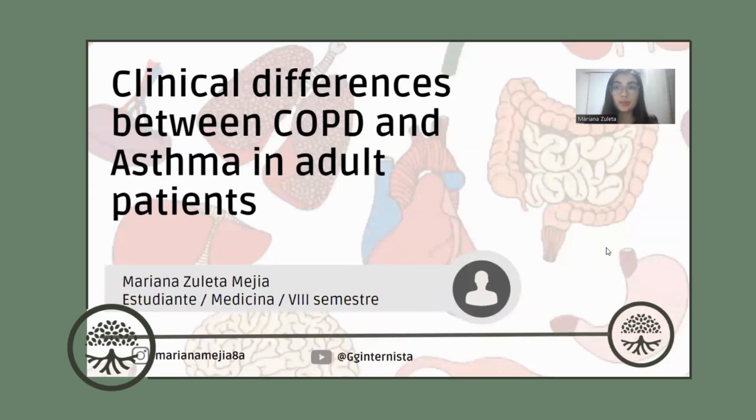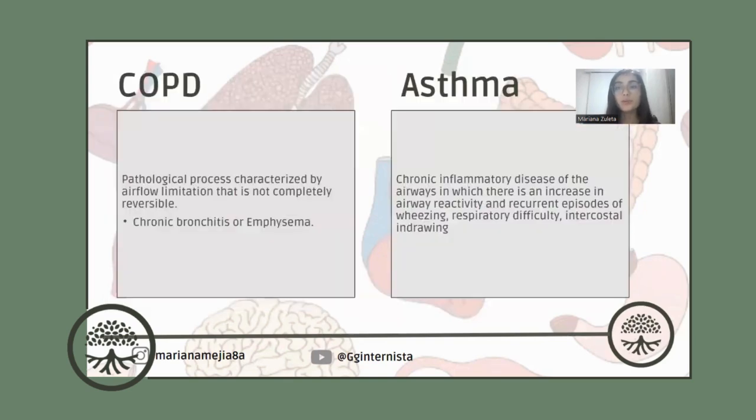I'm in 8th semester of medicine, and today I'm going to introduce the topic of clinical differences between COPD and asthma in adult patients. So first of all, we're going to describe each pathology. COPD is a pathologic process characterized by an airflow limitation that is not completely reversible. This airflow limitation is generally progressive and is associated with an abnormal pulmonary inflammatory response. We have chronic bronchitis and emphysema.